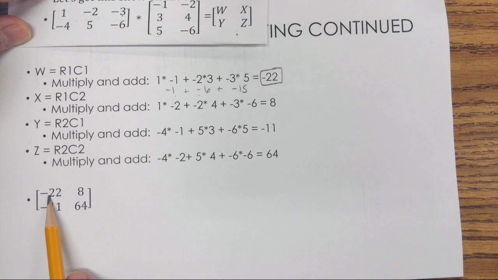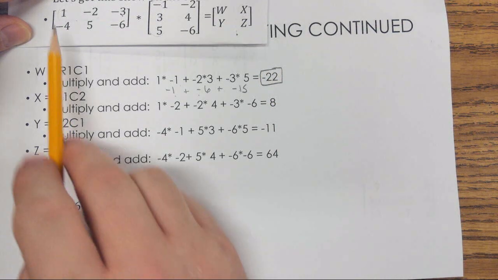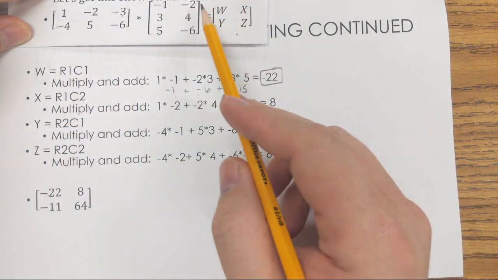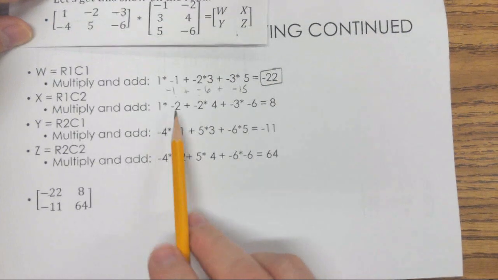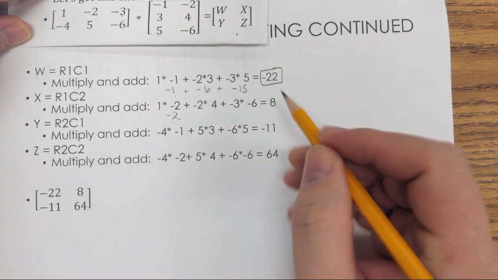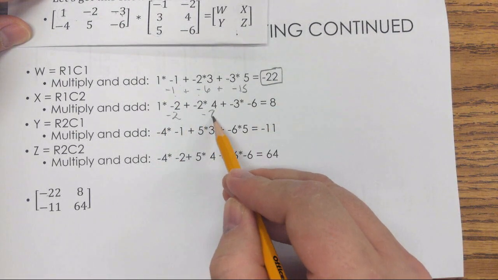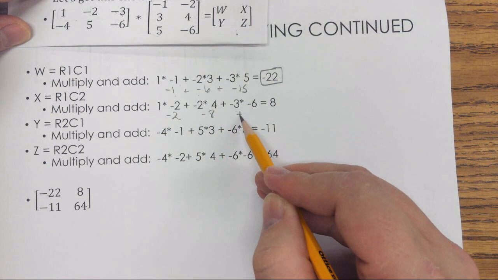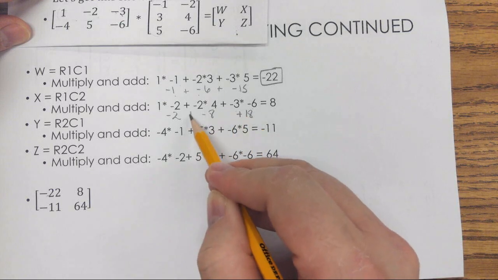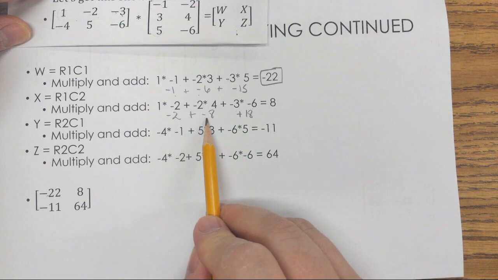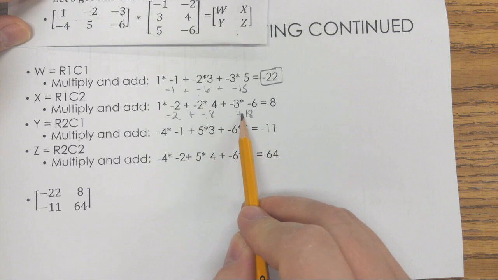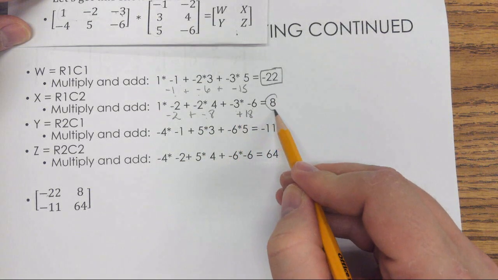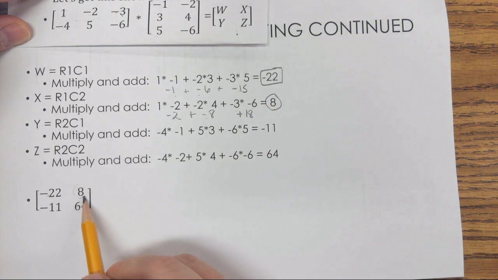Okay, so I'll put it right there. Now I take row 1, 1, -2, -3, and multiply it by -2, 4, and -6. So 1 times -2 is -2. -2 times 4 is -8. -3 times -6 is plus 18. Add them together. This is -2 plus -8. That's -10 plus 18, which gives me 8. There's my second element.